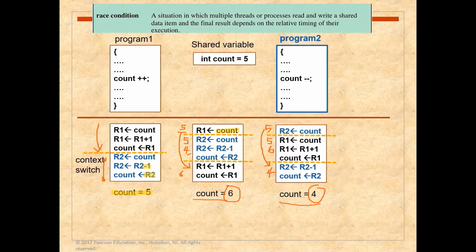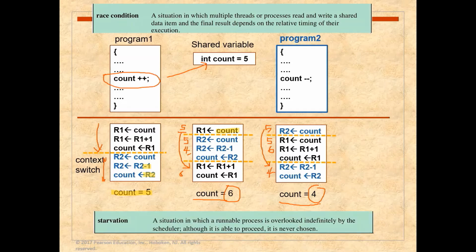So we can say that count plus plus is the critical section, because we are sharing the value of count. I'm hoping that you're able to relate the critical section and also the race condition.